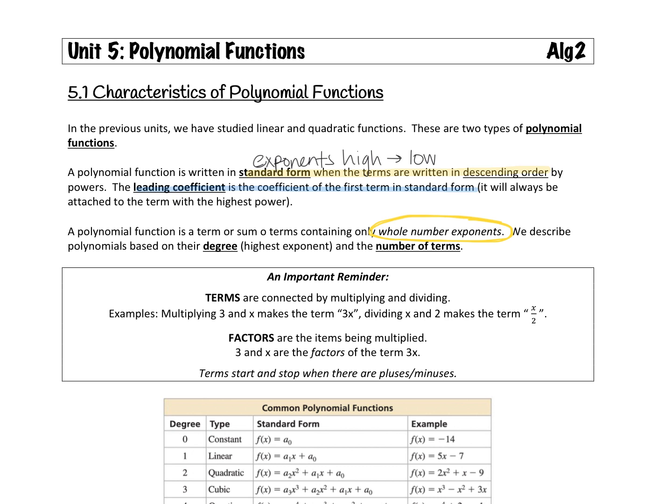We describe polynomials based on their degree and their number of terms. So degree is your highest exponent, and the number of terms is how many terms it has. It's like your first and last name. So the degree is like the first name, and the number of terms is like the last name. You see down here, it says that terms start and stop when there are pluses and minuses. So addition or subtraction will split up terms.